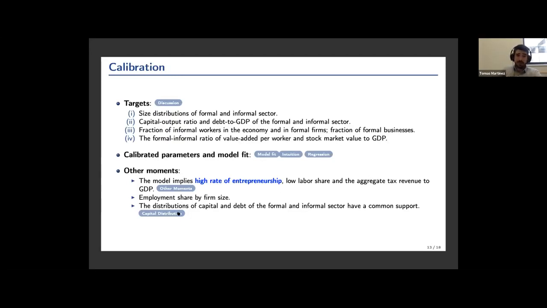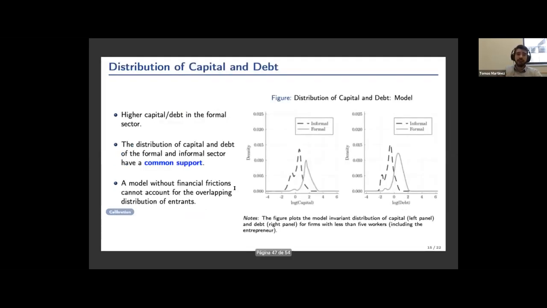Now, I showed the distribution of capital and debt of the formal and informal sector before, and in the model we actually also have a common support, which comes from the financial frictions, right? So we're going to have a lot of informal but financially constrained firms that hold very little capital, and some informal firms that are not as productive, and they decide to operate in the formal sector because they never think that they would grow larger. So we can have this overlapping distribution of both debt and capital.